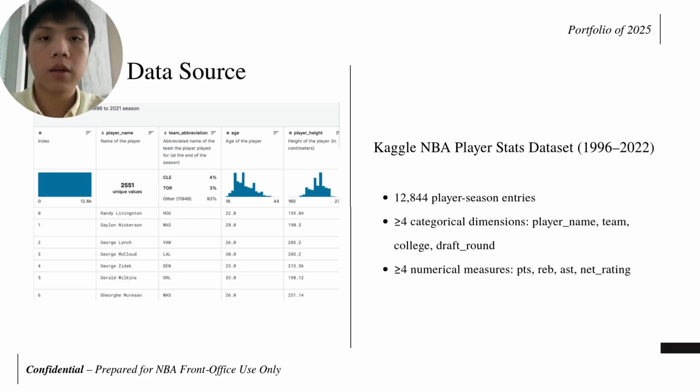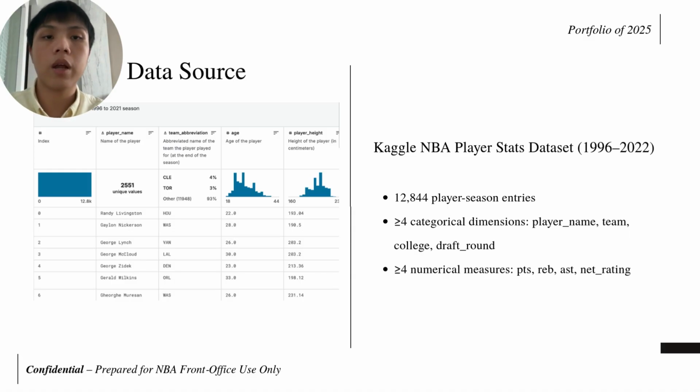For this project, I sourced data from Kaggle, which provides a comprehensive NBA player stats dataset covering the seasons from 1963 to 2022. This dataset includes 12,844 players' season entries, which far exceeds the minimum requirement of 2,000 records for this assignment. The dataset contains multiple categorical dimensions such as player name, team, college, draft year, and draft round, as well as numerical measures including points per game, rebounds, assists, net rating, true shooting percentage, and assist percentage.